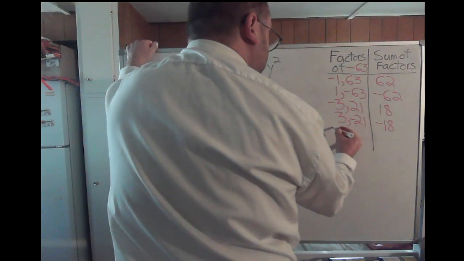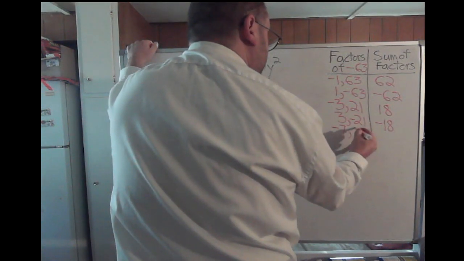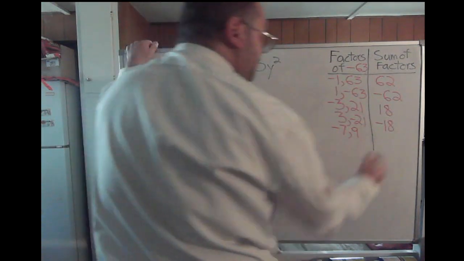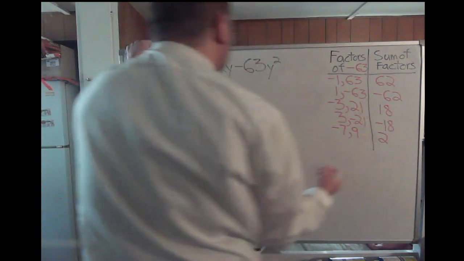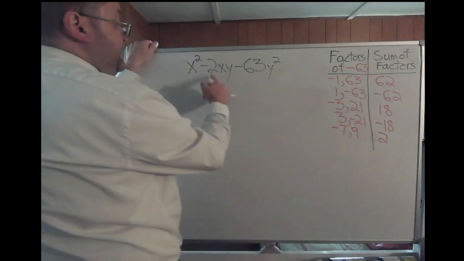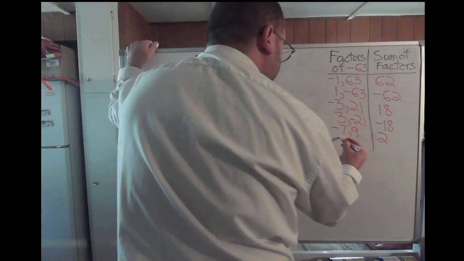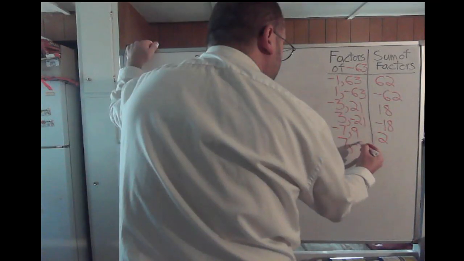Last but not least, how about negative 7 and positive 9? Well, you add negative 7 and 9 together, you get positive 2. You need your middle coefficient to be negative 2, not positive 2. That doesn't work. So last but not least, let's do 7 and negative 9.